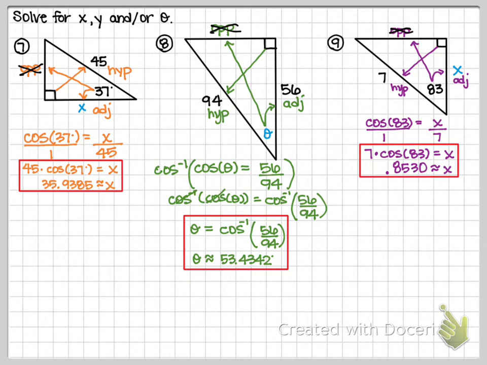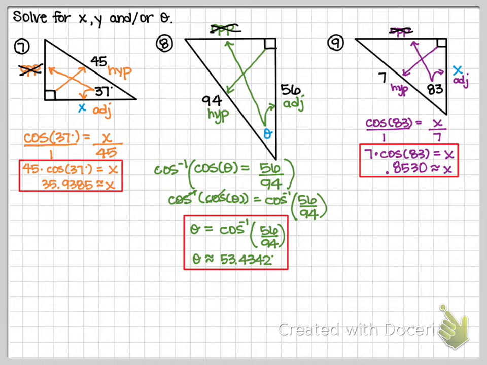Now, I know on first glance, the answer to number 9 looks a little strange, but really look at the picture. We are talking about an 83-degree angle. An 83-degree angle is huge. So opposite the 83 is going to be a very, very, very large side. Now, it still has to be smaller than the hypotenuse, which is 7.